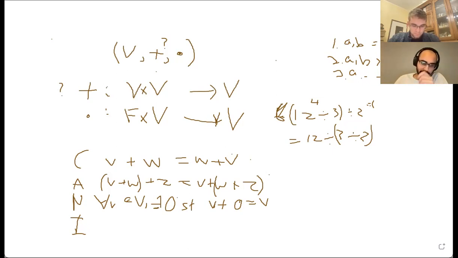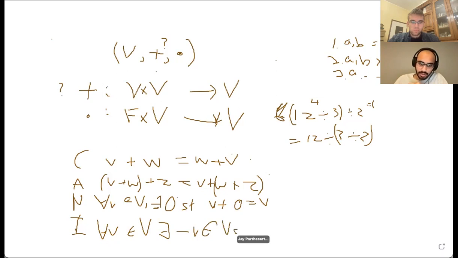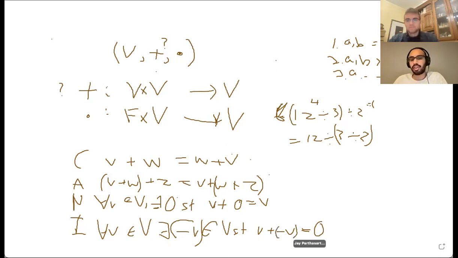And then inverse says for all v, there exists negative v, an element of V, such that v plus negative v equals the neutral element. It's also very important to notice that these things are in brackets. There's no such thing as a minus, we haven't defined that. So this is really just a symbol for one vector.